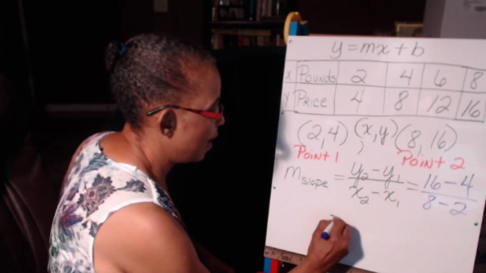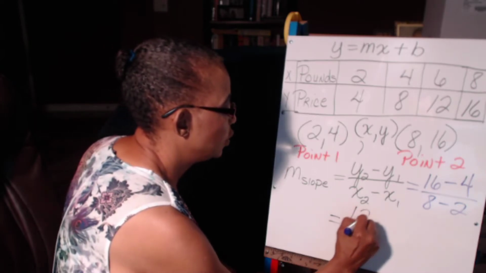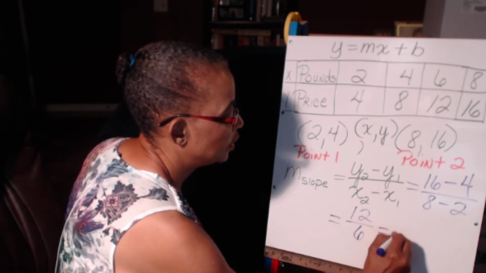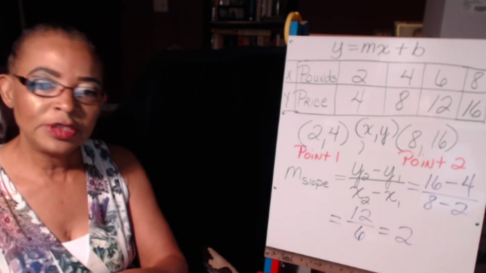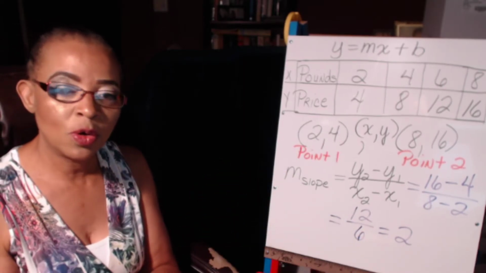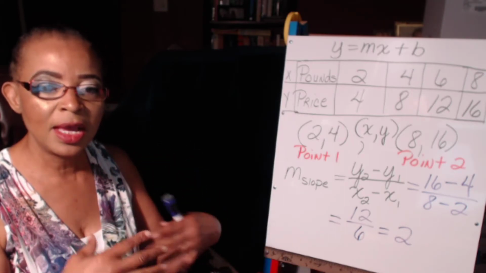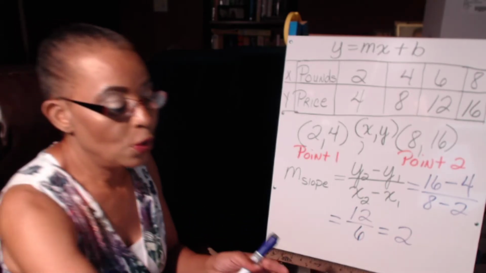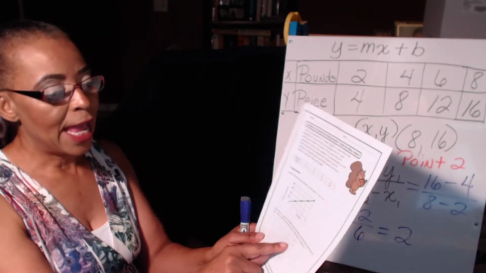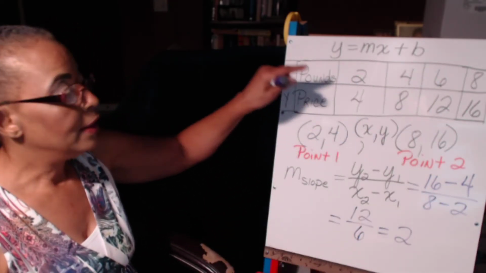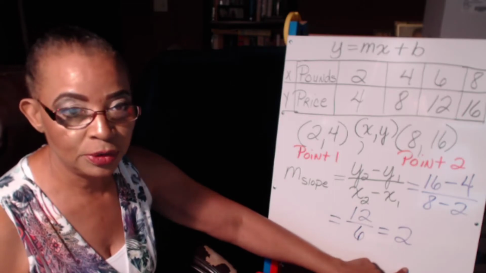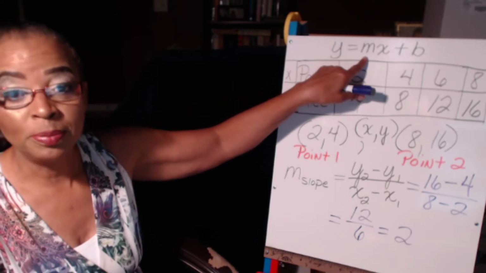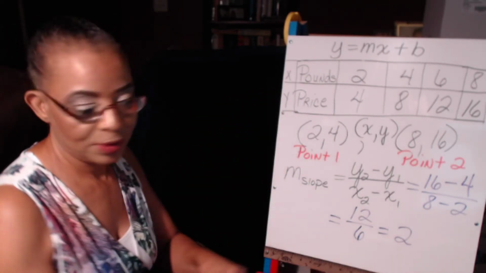So now we have 16 minus 4 is 12, 8 minus 2 is 6. The answer is 2. Now, the difference between what I've just done and what Common Core is doing is trying to get the students to think a little more about what's happening, so that just by looking at what's happening in their table, they can see that the slope would be 2. Because whatever I put here, I have to multiply that by 2. All right? So, let's continue.